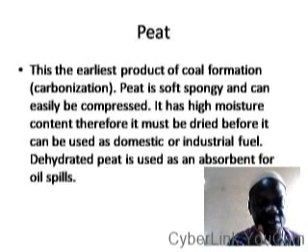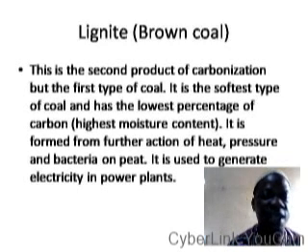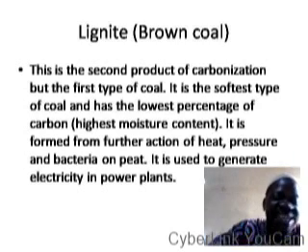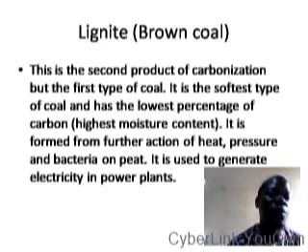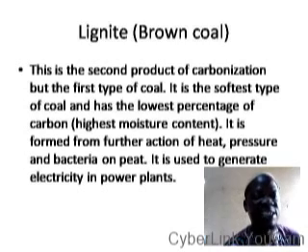Now, after further action on peat by bacteria, heat, and pressure, lignite is formed. Lignite is otherwise called brown coal. It is the second product of carbonization, and it is often referred to as the first type of coal. It is very soft, having the lowest percentage of carbon, therefore the highest moisture content among coals. Peat has higher moisture content than lignite. But if we don't refer to peat as a type of coal, then the highest moisture content among coals is contained by lignite.